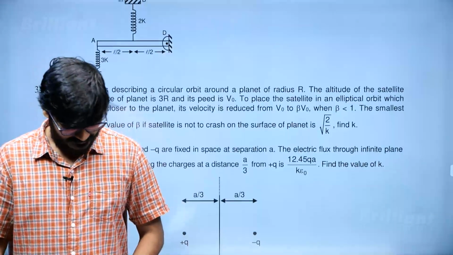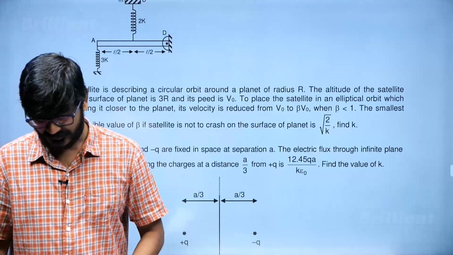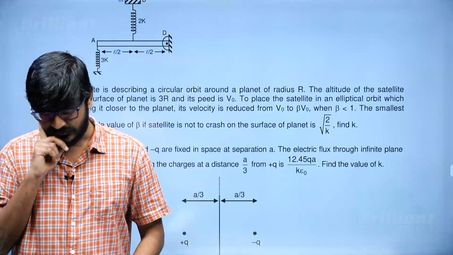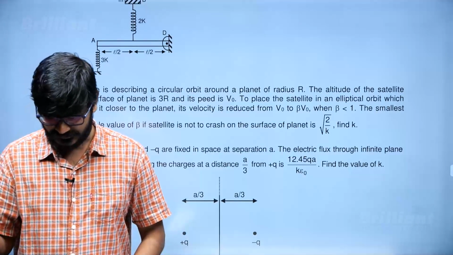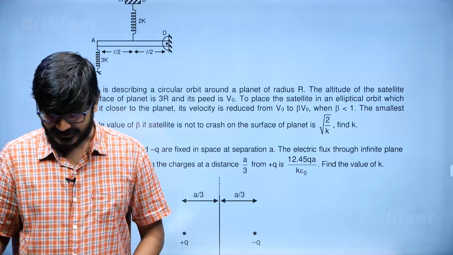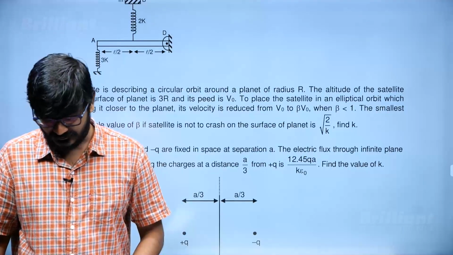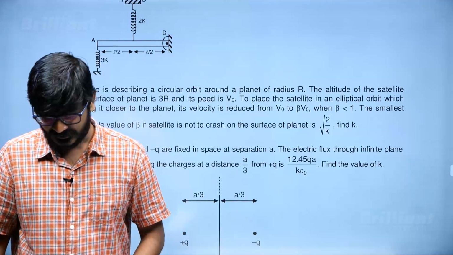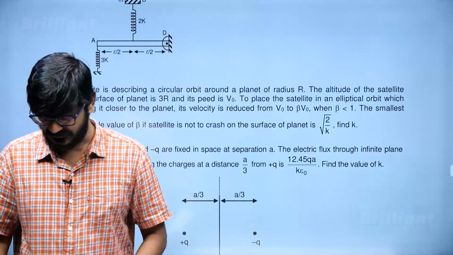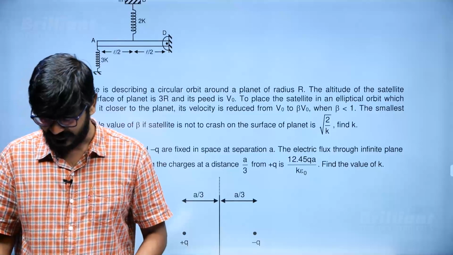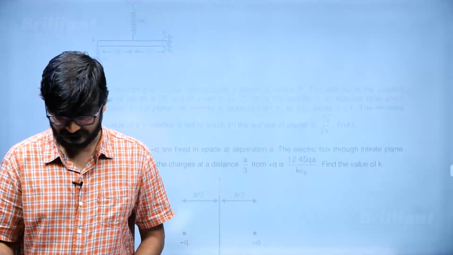A satellite is describing a circular orbit around a planet of radius r. The altitude of the satellite above the surface of the planet is 3r and its speed is v0. To place the satellite in an elliptical orbit which will bring it close to the planet, its velocity is reduced from v0 to beta v0. What is the smallest permissible value of beta if the satellite is not crashing?